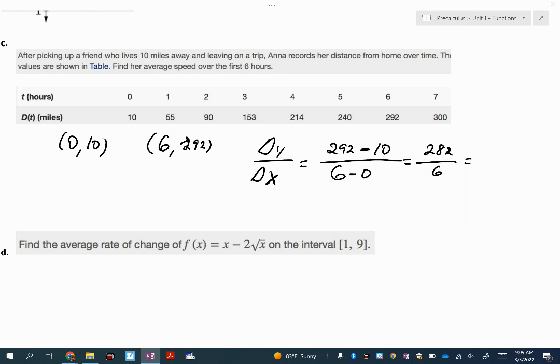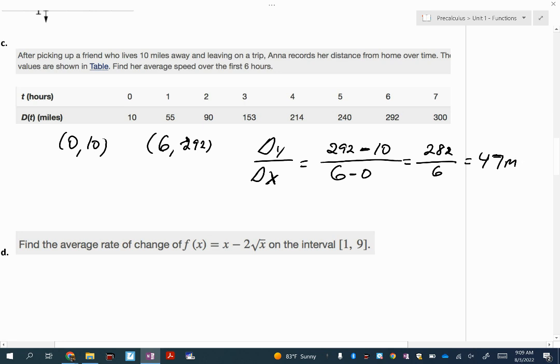That is a rate of change, but most of the time in our society, we like to think of it in just 1 hour. So we're going to go ahead and divide so we can get this rate or speed in terms of 1 hour, which is 47. All right, so 47 miles per hour.